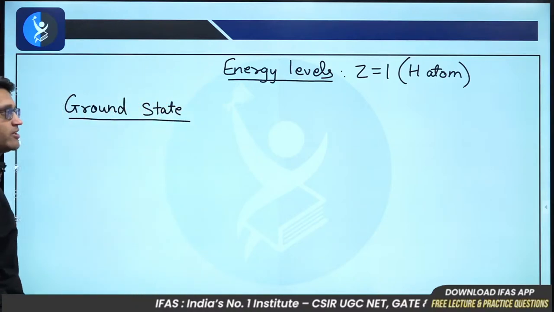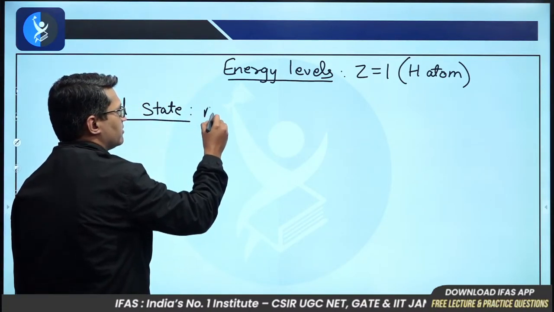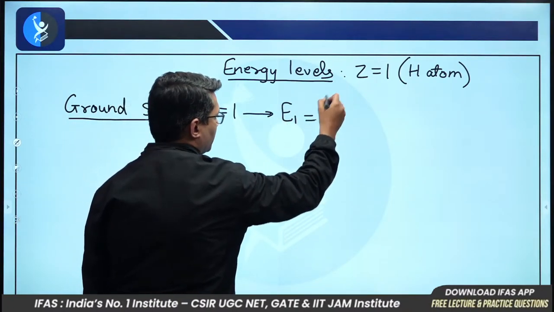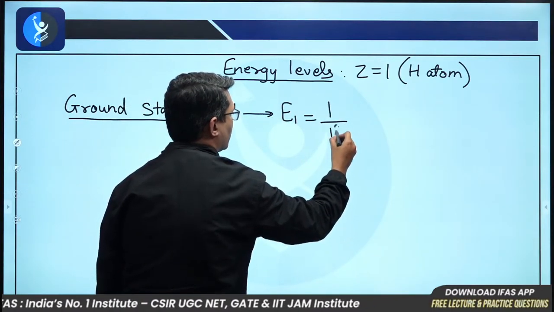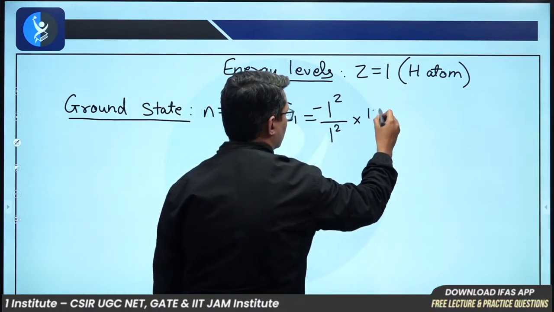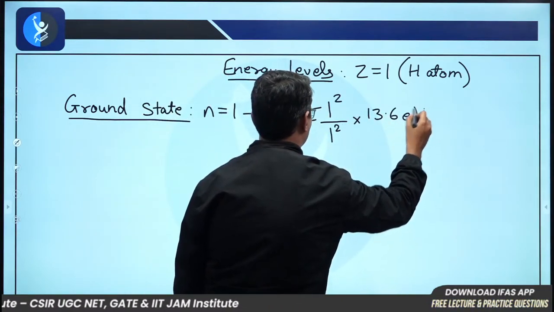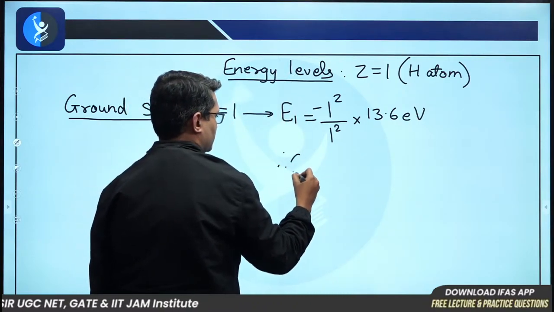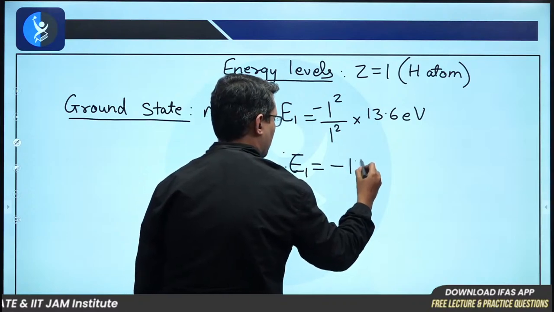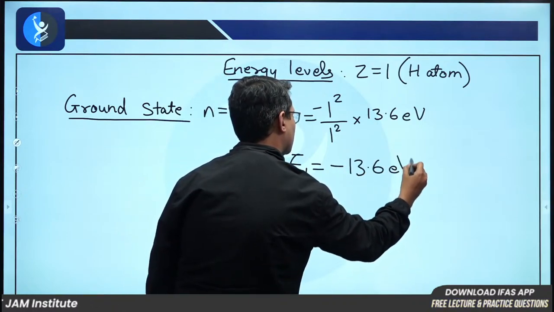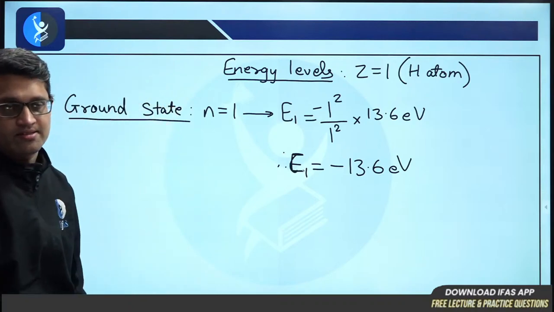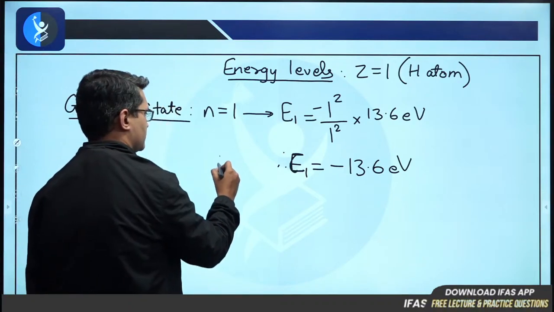So what will be the energy of the ground state? Here, the value of n is equal to 1, meaning E1 will be minus Z square upon n square into 13.6 electron volts. So therefore, the ground state energy E1 is minus 13.6 electron volts.